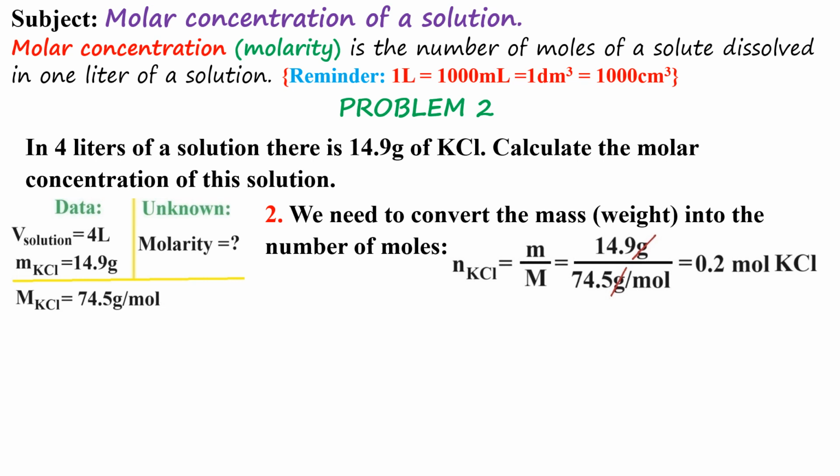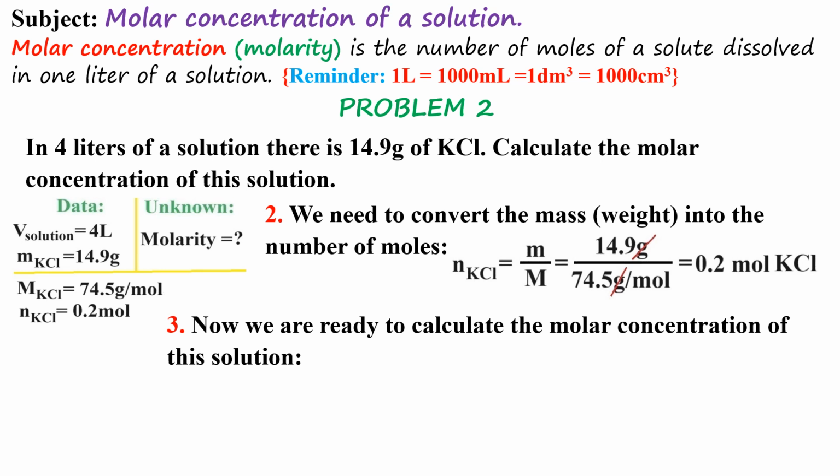The number of moles of potassium chloride equals the weight of the salt divided by its molar mass. You can see that the grams cancel out and we get the result in moles. So the number of moles of potassium chloride equals 0.2 moles. I write down the number of moles of the potassium chloride under the problem data. Finally, we are ready to calculate the molarity of the solution.